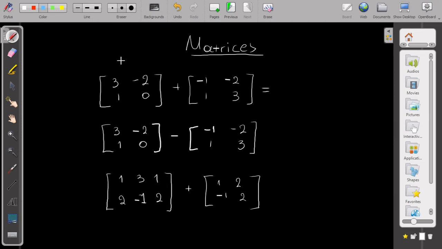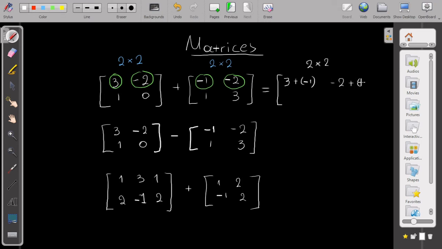This matrix has dimensions 2 by 2. This one 2 by 2. So I can add them. How do I add them? I add each element of the specific position. So here I will have a matrix that is again 2 by 2. So the first element is going to be 3 plus minus 1. The next element is this one plus this one. So basically I will have minus 2 plus minus 2.